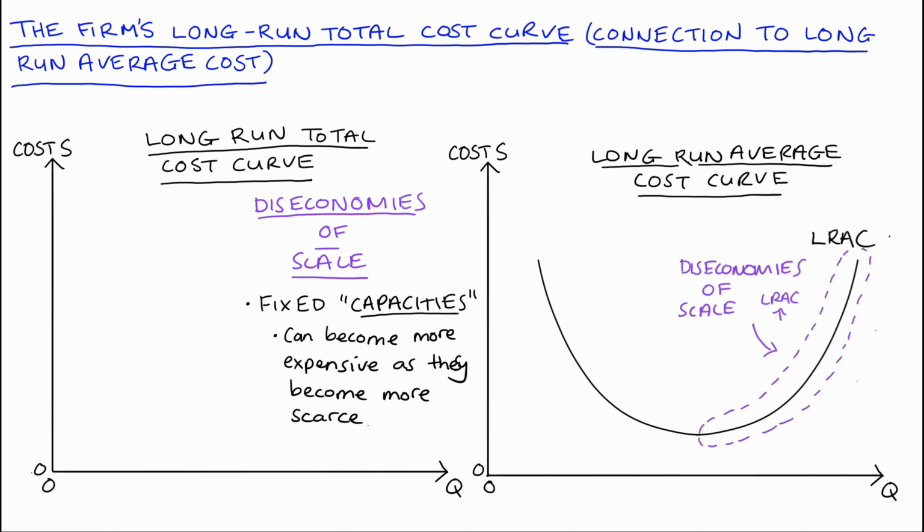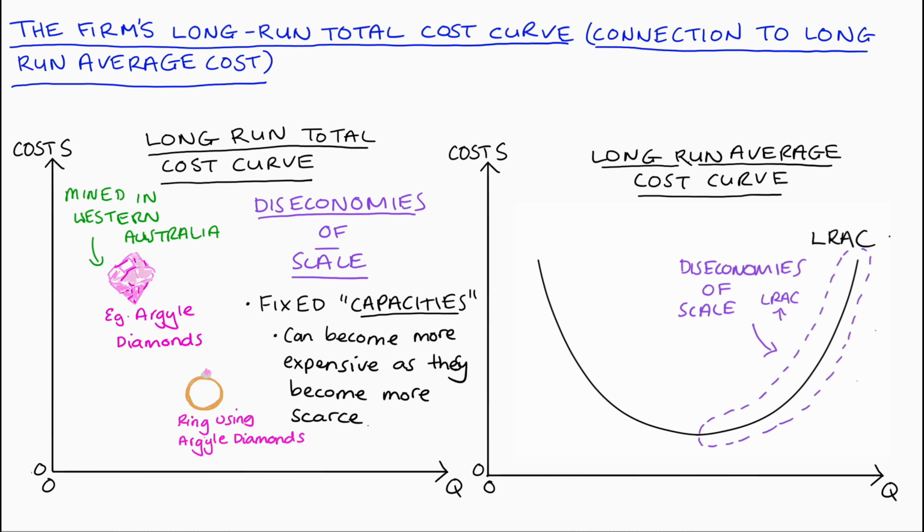One example that comes to mind, for instance, is Argyle pink diamonds. They come from a mine in Western Australia, and there's only a limited amount of them left. So the diamonds themselves have become more and more expensive because of that scarcity. And so the average cost of, say, jewelry that uses Argyle diamonds will increase as they increase the quantity of jewelry that they make, because in producing that jewelry, they are making the input to production, that fixed capacity, more scarce and more expensive. So that's another possibility for our diseconomies of scale.